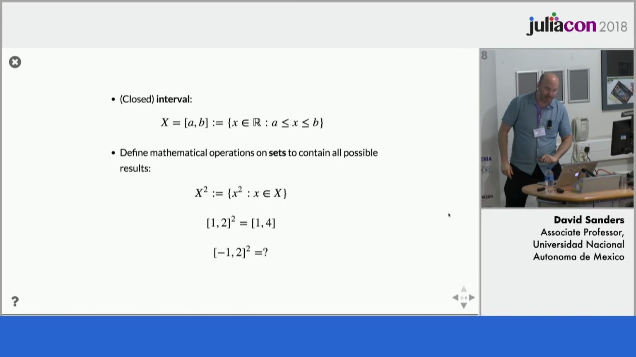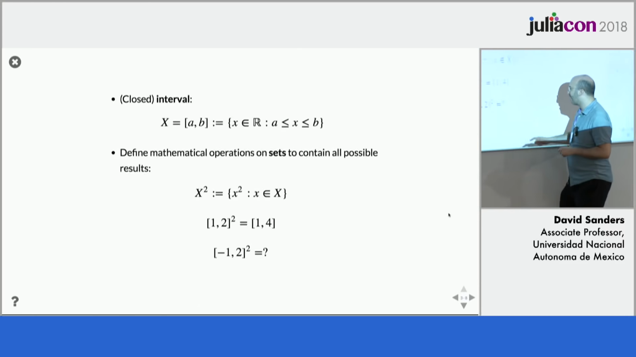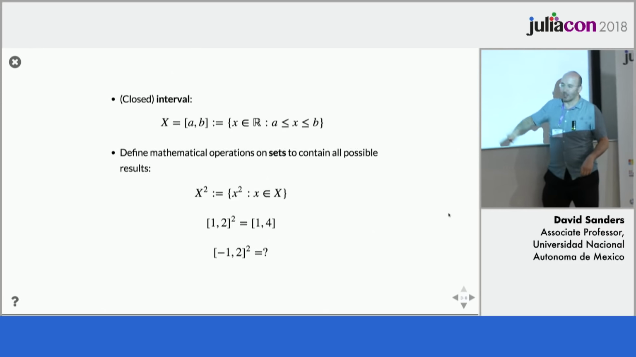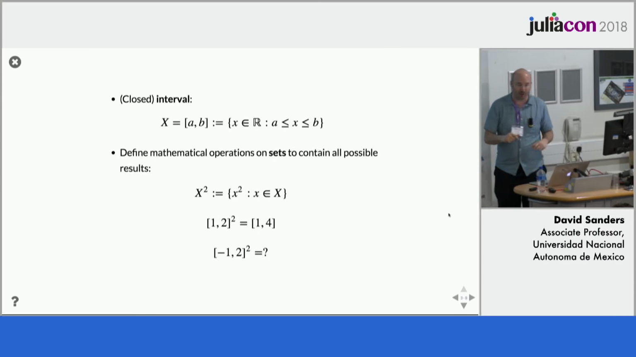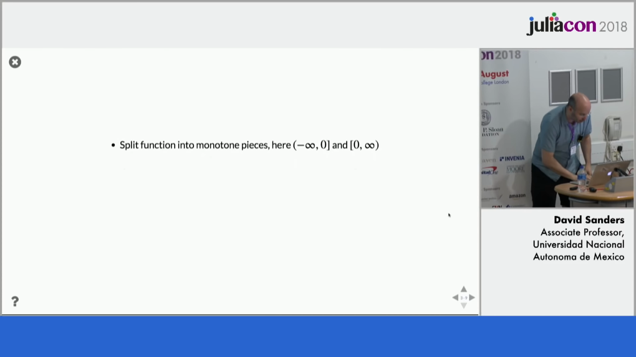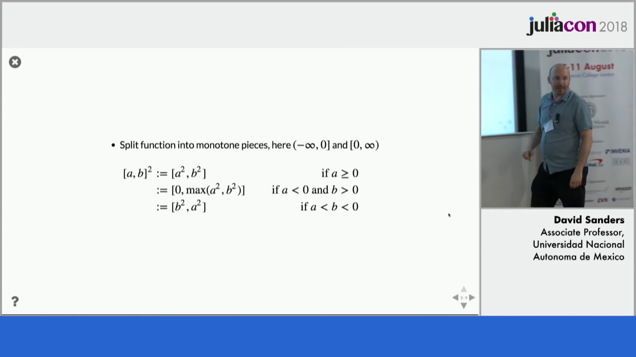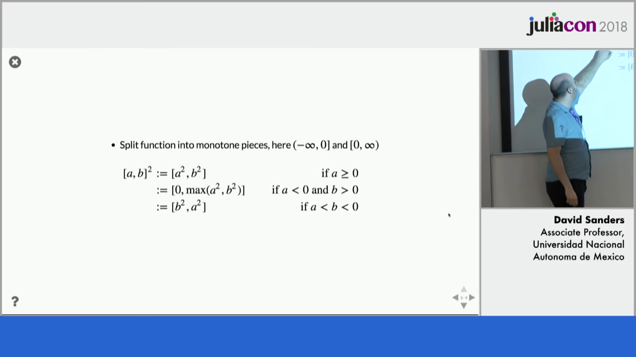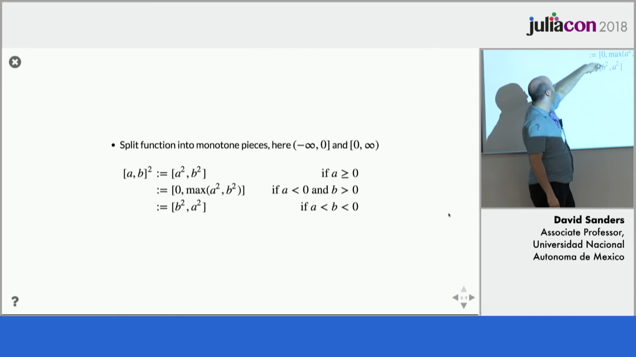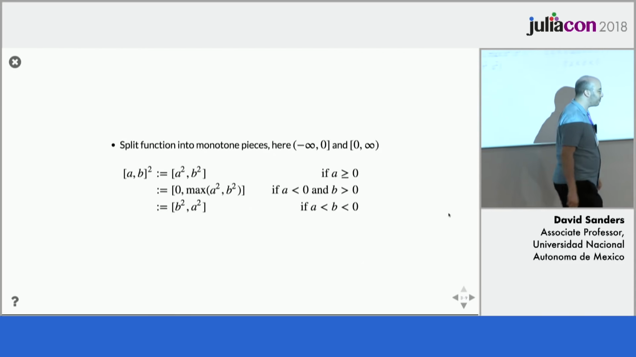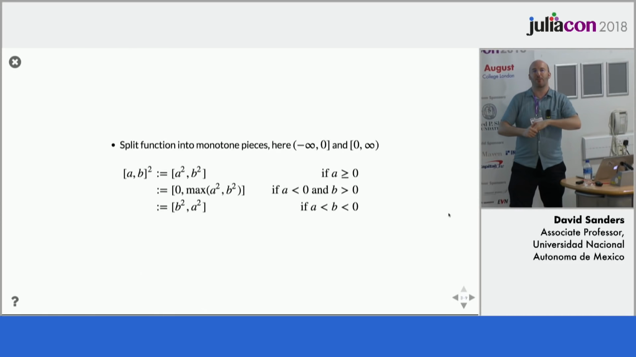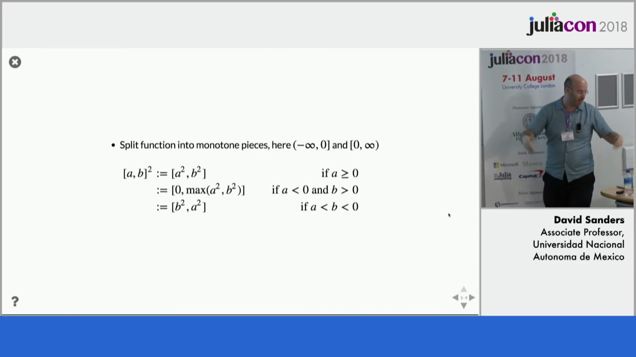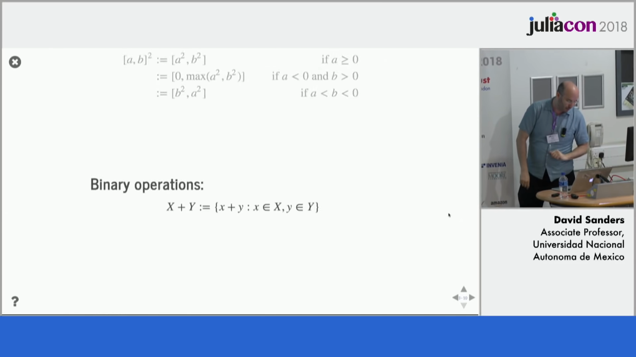But I have to be a bit careful, because if I have minus 1 to 2 squared, I can't just do what I just said, because this function is not monotone, and so I actually have to split it into the pieces which are monotone, and then it's easy to analyze the function. The result would be something like this. So you can easily write this in a computer. You define an interval type in Julia and define square on that interval type by this formula. And then when you square any interval, it will give you a result which contains all the possible squares of all the possible numbers in that interval.